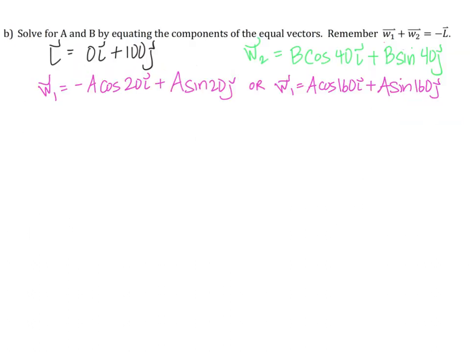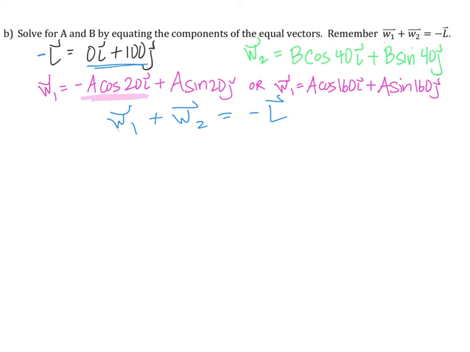Okay, so the next part says, let's solve for A and B. So our ultimate goal is to calculate the value of A and calculate the value of B. Well, how are we going to do that? We're just going to create a system of equations here, right? Let's backtrack. We know that wire 1 plus wire 2 has to equal the opposite of L. And this is the opposite of L, so if I put the negative in front of it, that is negative L.